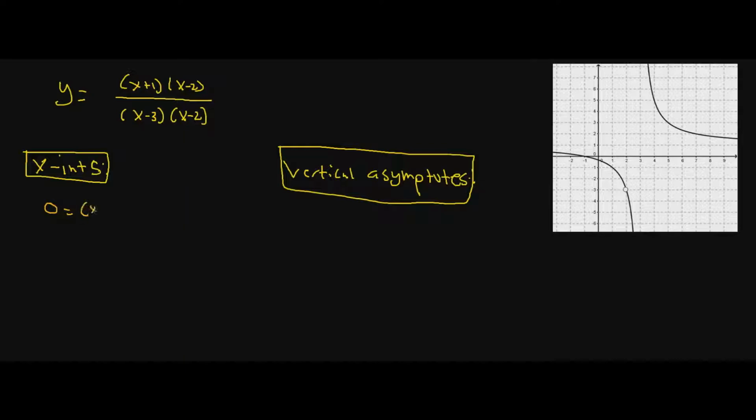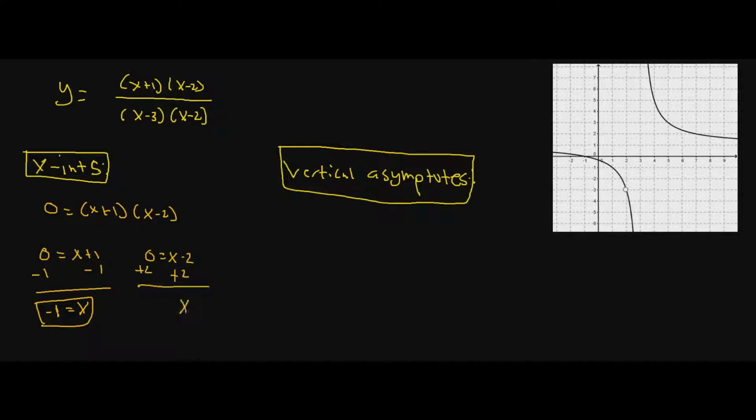set the numerator equal to 0, x plus 1, x minus 2. We're going to get 0 equals x plus 1 and 0 equals x minus 2. Here we subtract 1 from both sides and get that our x-intercepts are x equals negative 1. And over here, if we add 2 to both sides, we get that x equals 2. Well, that's great.